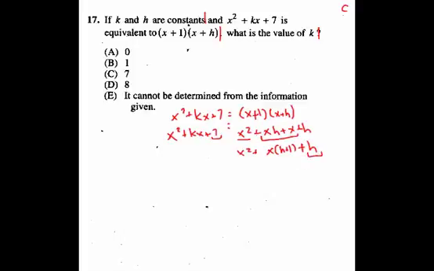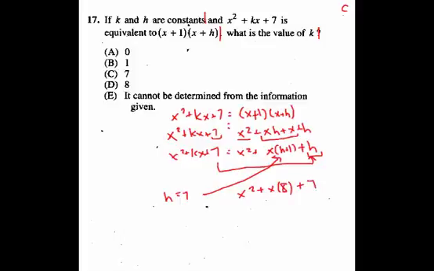Can you see, if you visually do this, we've got x squared plus kx plus 7. Can you see that the 7 is pointing to the same thing as h? So we know that h equals 7. And because h equals 7, we can plug it in right here. So we have x squared plus x, and the 7 plus 1 is 8, plus 7 here.